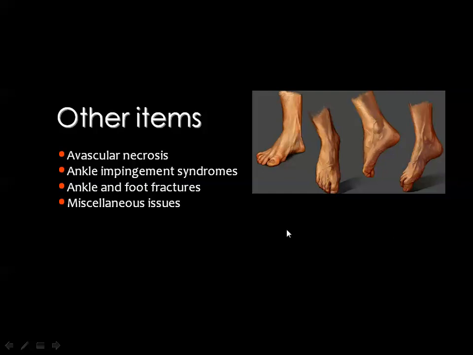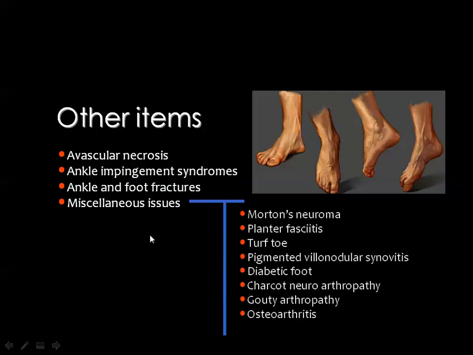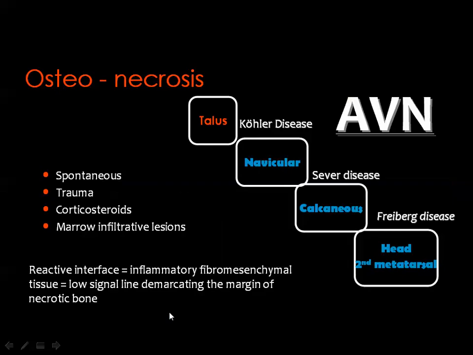We'll have some words about avascular necrosis in the ankle and the foot, ankle impingement syndromes, fractures of the ankle and foot, and miscellaneous issues including Morton's neuroma, plantar fasciitis, TORF2, pigmented villonodular synovitis, diabetic foot, Charcot neuropathy, gout arthropathy, and finally some words about osteoarthritis.